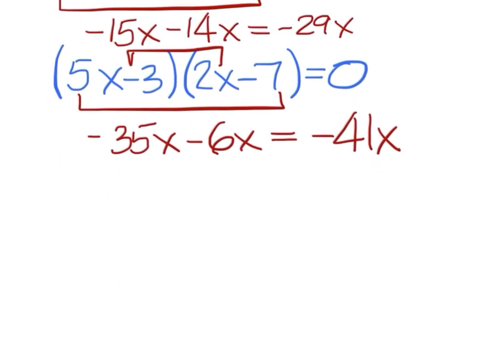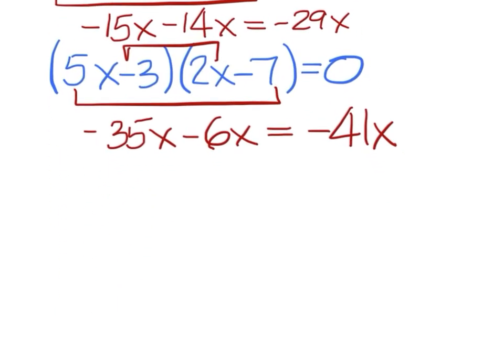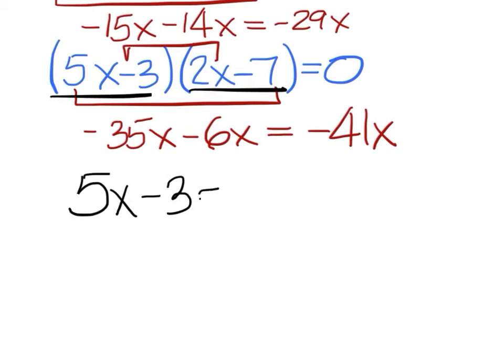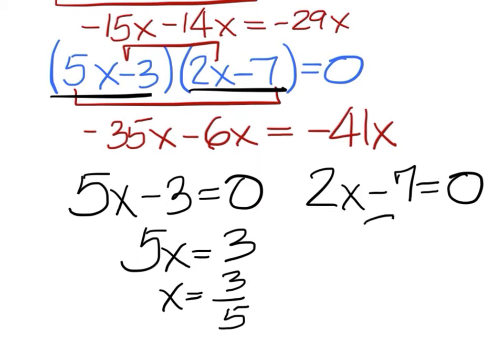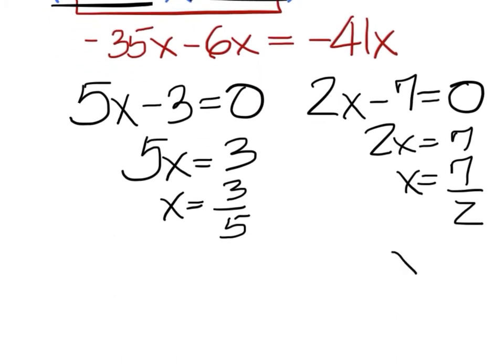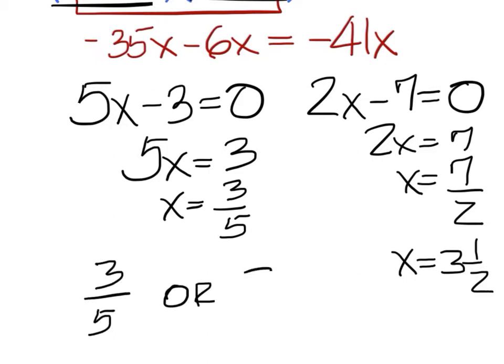So now that I know I have the right factorization, I need to go through and set both of these equal to 0. 5x minus 3 equals 0, and 2x minus 7 equals 0. Move your minus 3 over, change the sign, and divide by 5. Move the minus 7 over, change the sign, divide by 2. You can make that 7 over 2 into 3.5. So your final answer would be 3/5 or 3.5.